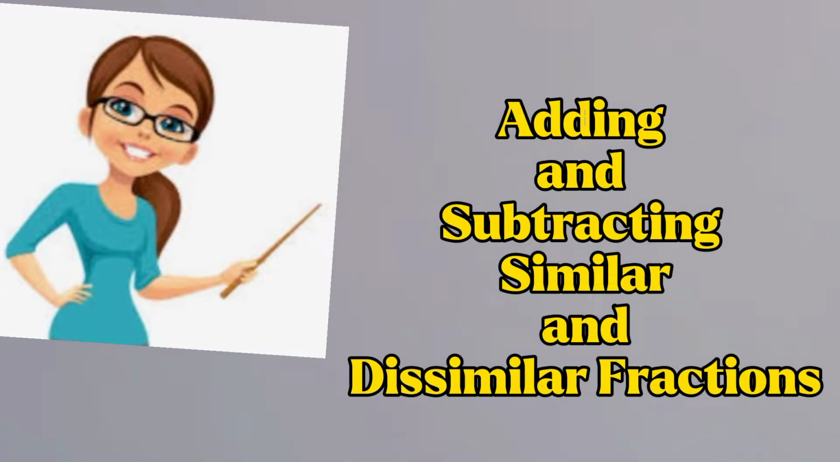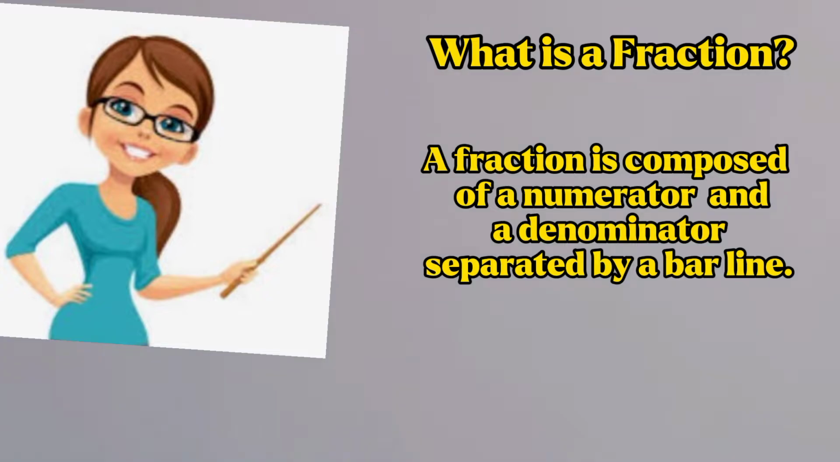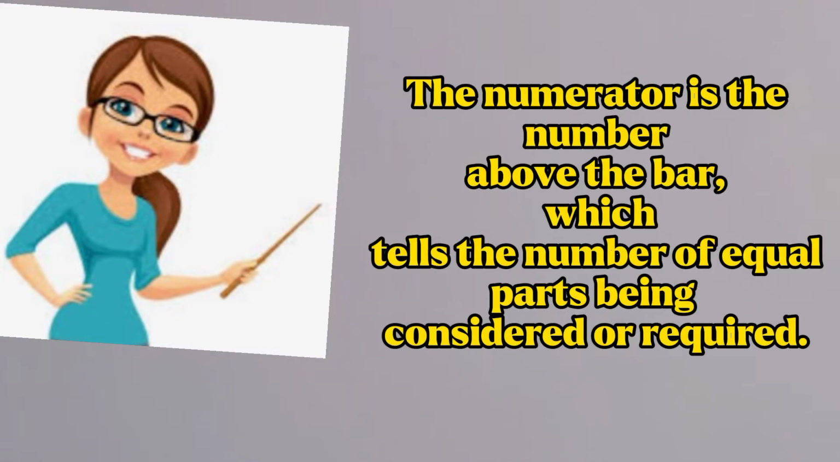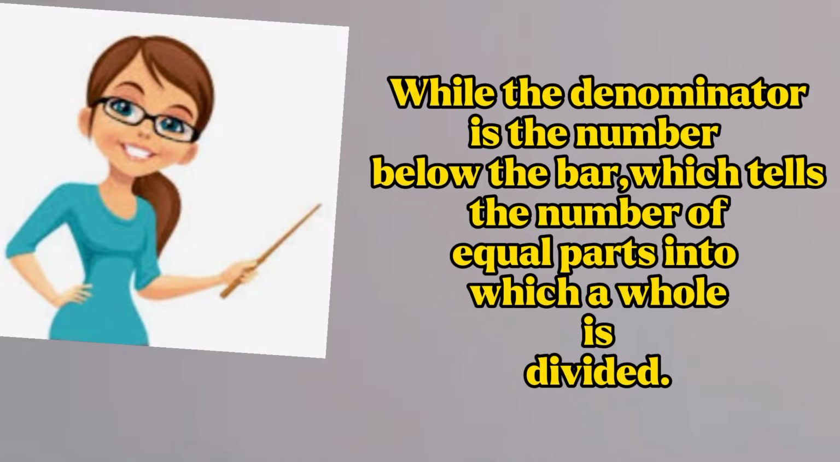Number 1. What is a fraction? A fraction is composed of a numerator and a denominator separated by a bar line. The numerator is the number above the bar, which tells the number of equal parts being considered or required, while the denominator is the number below the bar, which tells the number of equal parts into which a whole is divided.